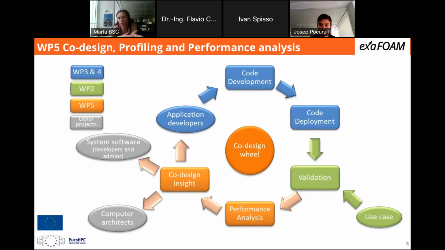With this information that we give to one of these partners, if we give that information to application developers, they can implement the changes or the suggestions that we make in the code. That code then is deployed, validated again, and we can start again doing the performance analysis and understanding which are the next bottlenecks that we are facing. This is the general overview of how we fit inside the project. And now let me explain a bit the methodology that we follow for this performance analysis.